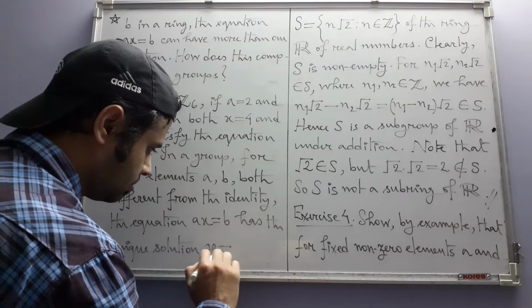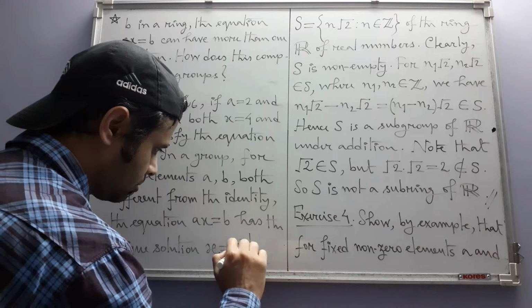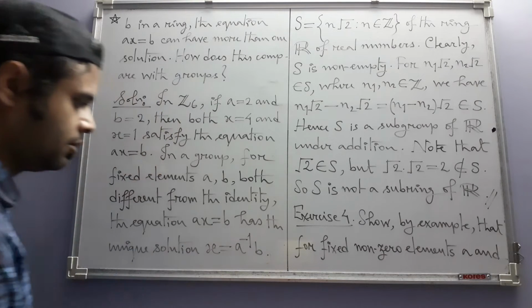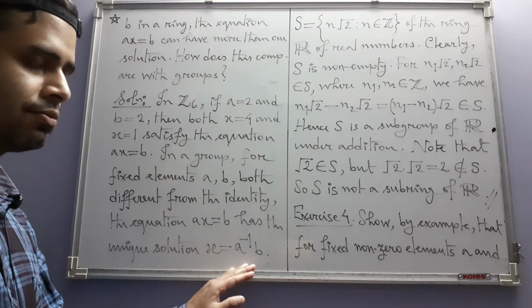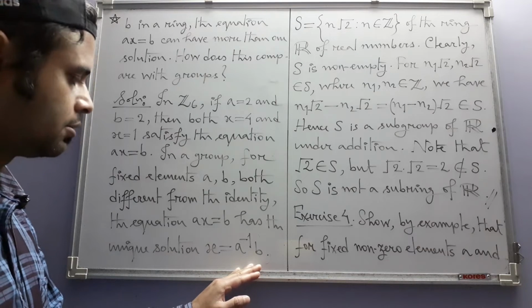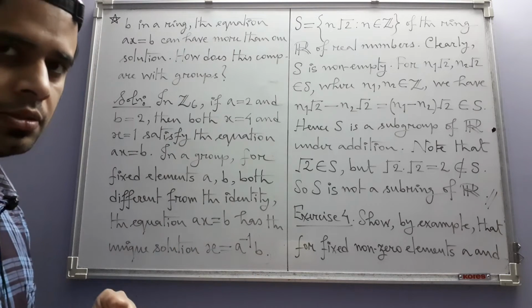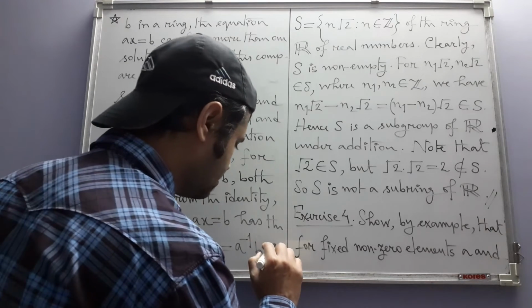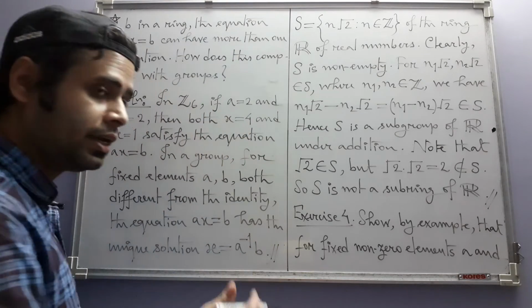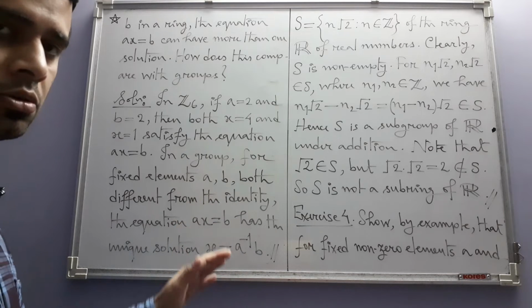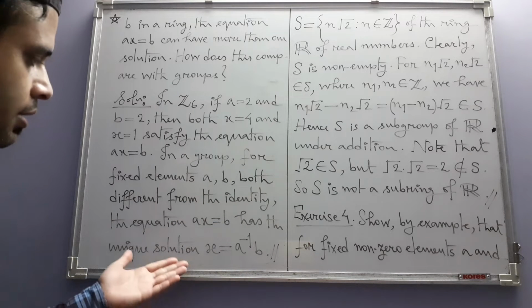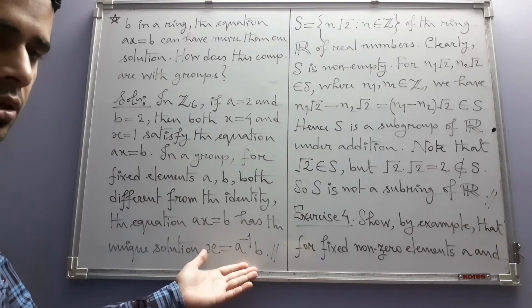X equal to A inverse B. Okay, so there not only do we have a solution always, but that solution is unique. Not BA inverse. Don't make that mistake, because we don't know whether this group is abelian or not. In general, this is the unique solution.